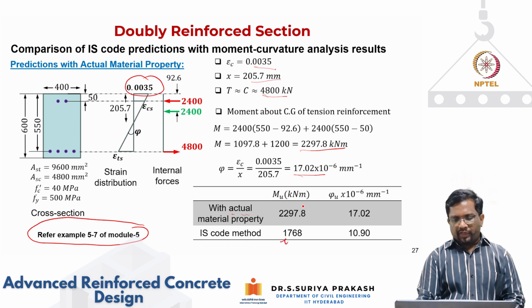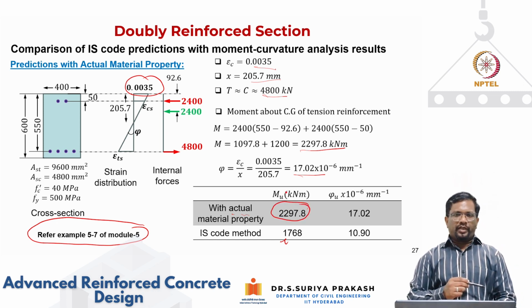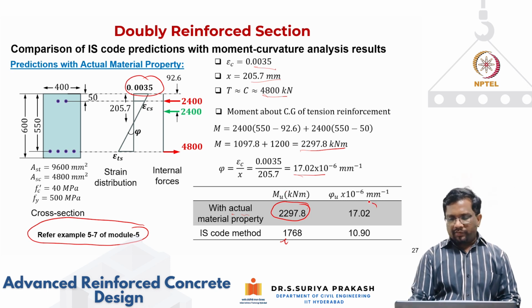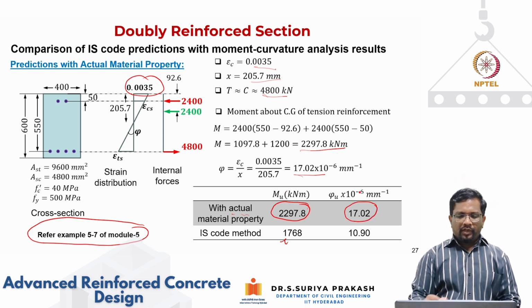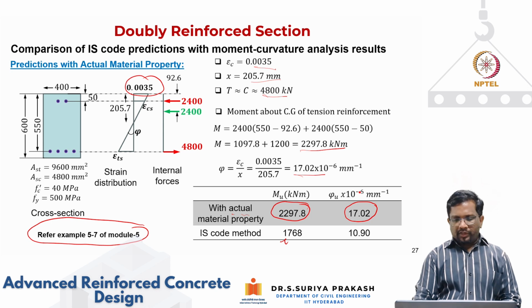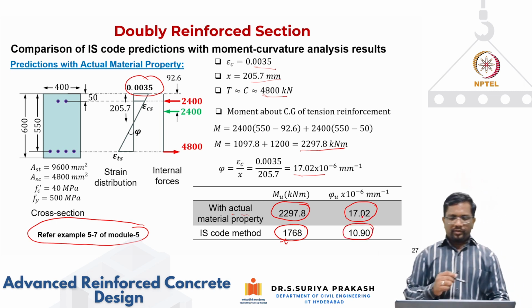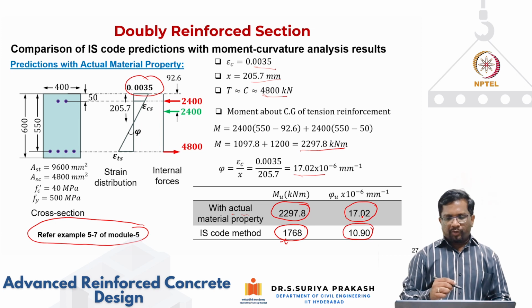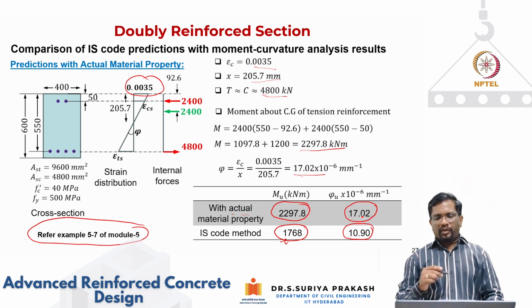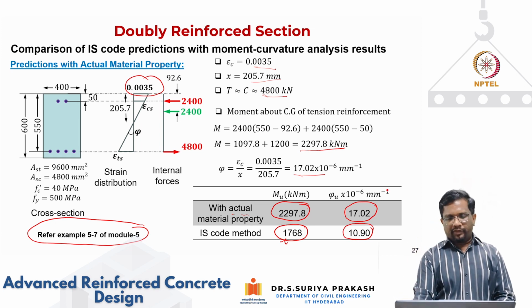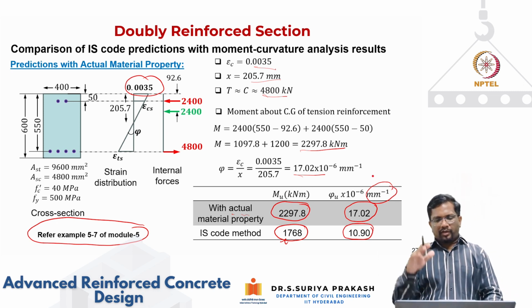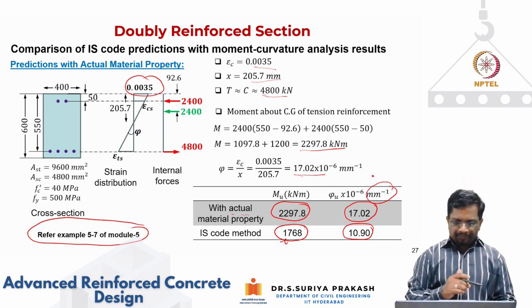With actual material properties, I get a moment resistance of 2298 kilonewton meter and a curvature at failure of about 17. Same thing if I use the IS code method, I am getting a conservative estimation of 1768 kilonewton meter and a curvature estimation of 10.9 into 10 to the power of minus 6 radians per millimeter. So the unit of curvature is 1 by millimeter, or in other words, radians per millimeter.